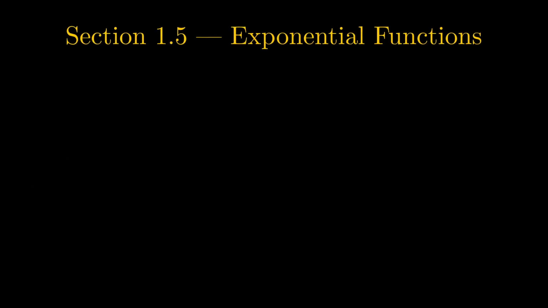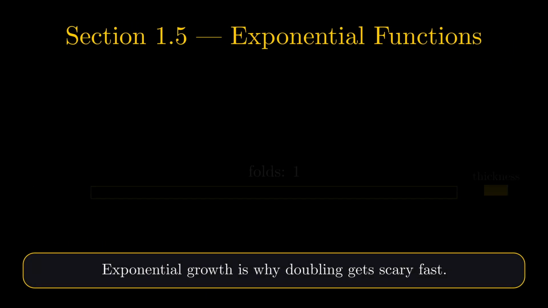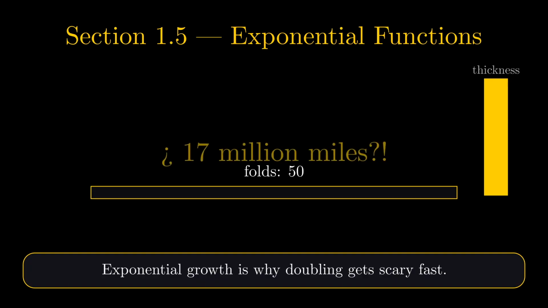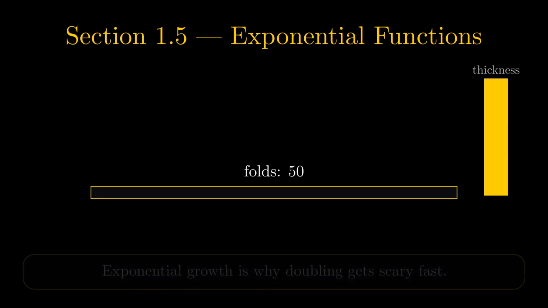Here's the classic paper fold thought experiment. Every fold doubles the thickness, so the growth is exponential. Watch how the bar explodes upward as the fold count climbs. That doubling effect is why exponentials get scary fast.